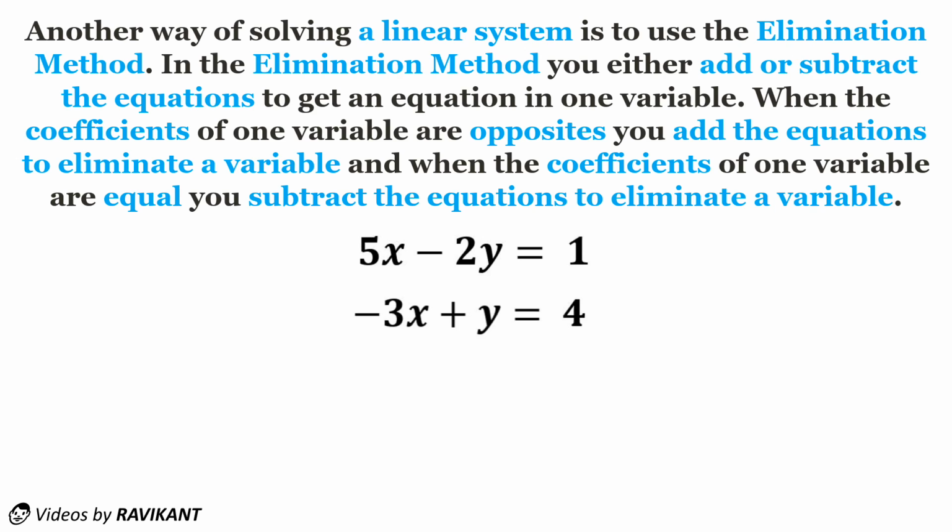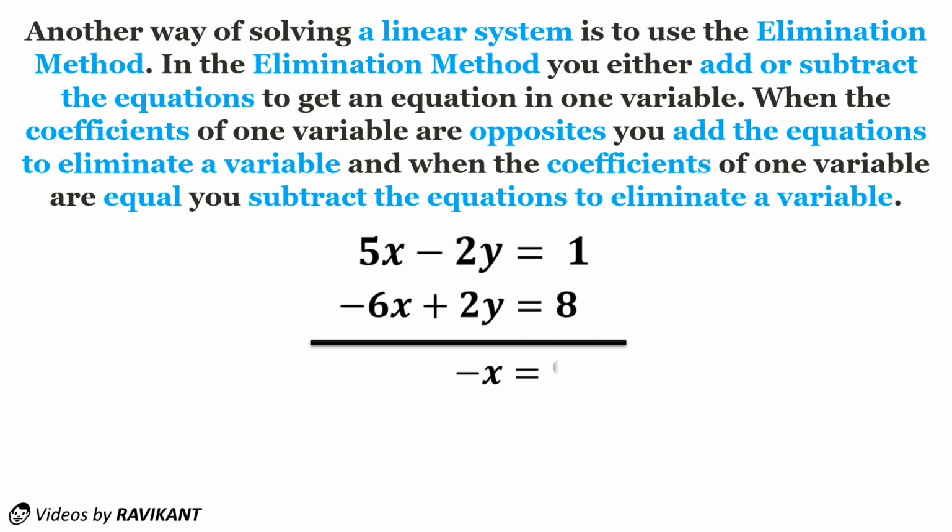If you see the first equation, we have -2y, and in the second equation, we have only y. If I multiply the second equation by 2 and then add both equations, the y variable will be eliminated, and after that we can easily find the value of x. So multiply the second equation by 2, then we get the following equation. Now add both equations, then we get -x = 9. Taking the negative sign to the right side, we get the value of x, which is equal to -9.